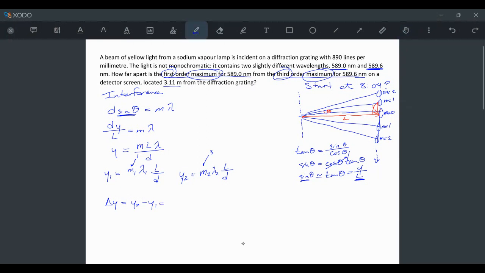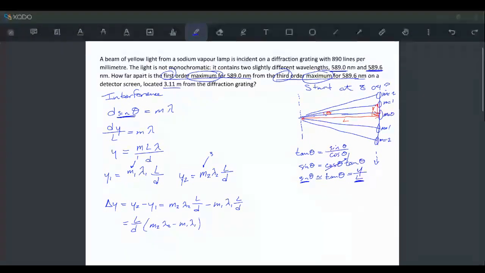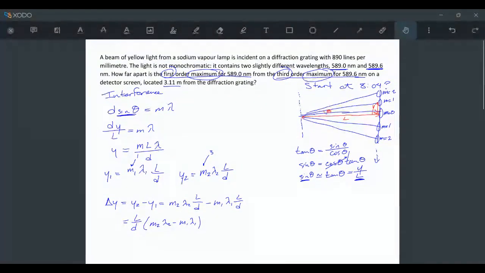Okay. So let's fill in what we had above: m2 lambda 2 L over D minus m1 lambda 1 L over D. We can factor this a little bit. They both have L over D. We have m2 lambda 2 minus m1 lambda 1. And I think this is about as far as we can take it in terms of variables. So at this point, we're ready to plug some stuff in.